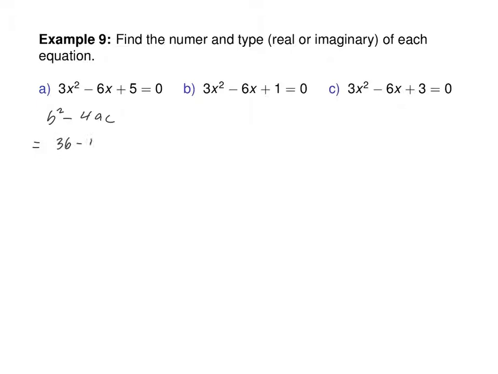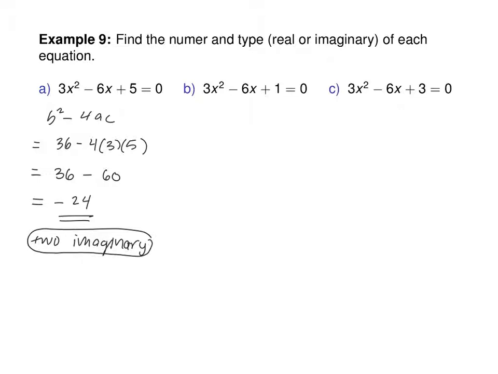36 minus 4 times 3 times 5. So that's 36 minus 60, a much bigger number, which is negative how much, just for practice? 24. Yep. So since this is negative, we have 2 imaginary answers. If you were to work out the quadratic formula, you're going to end up square-rooting -24, which gives you 2 answers that have i's in them. You don't have to actually work it all the way.